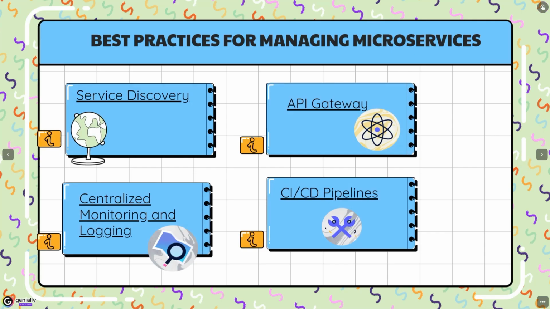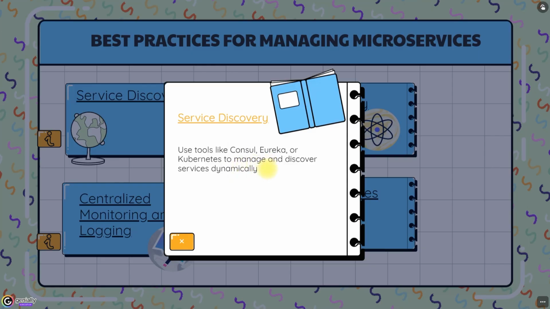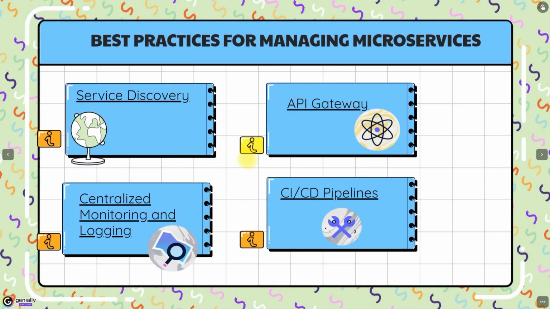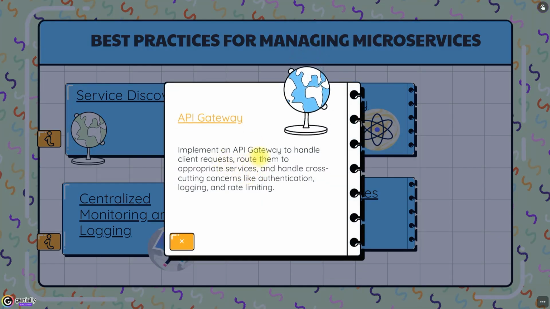There are some best practices for managing microservices. These are service discovery. We use tools like Consul, Eureka, or Kubernetes to manage and discover services dynamically. And the other one is API gateway. We implement an API gateway to handle client requests, route them to appropriate services, and handle cross-cutting concerns like authentication, logging, and rate limiting.